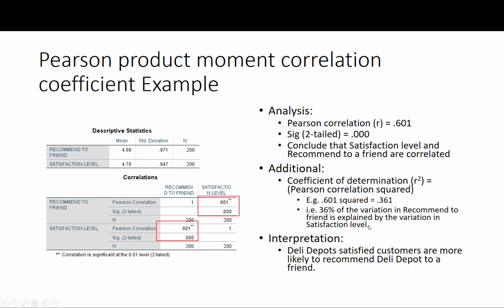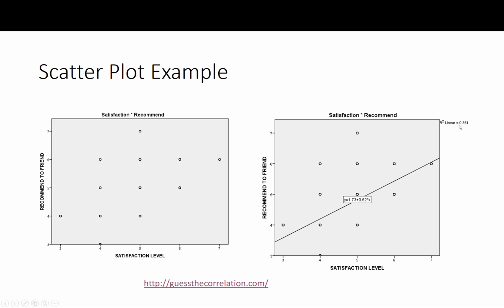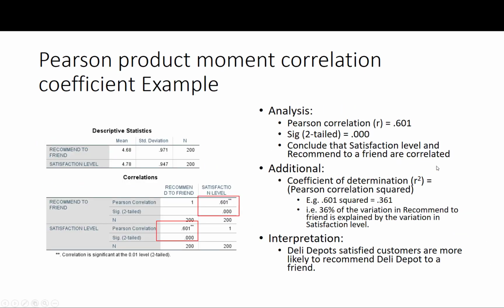So when we continue on and we look at regression, it is the R squared that we look at in regression, which is based on this correlation test that is produced by an R in the Pearson correlation. You might also notice that 0.361 is the same as our R squared linear statistic that is produced by SPSS when we include the plot line in our scatter plot diagram. So that is the Pearson correlation.